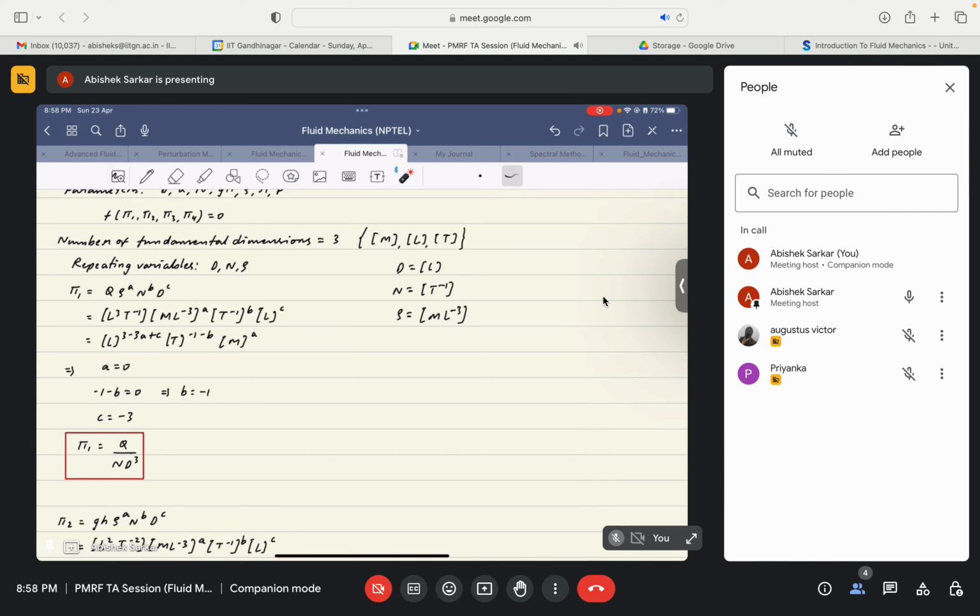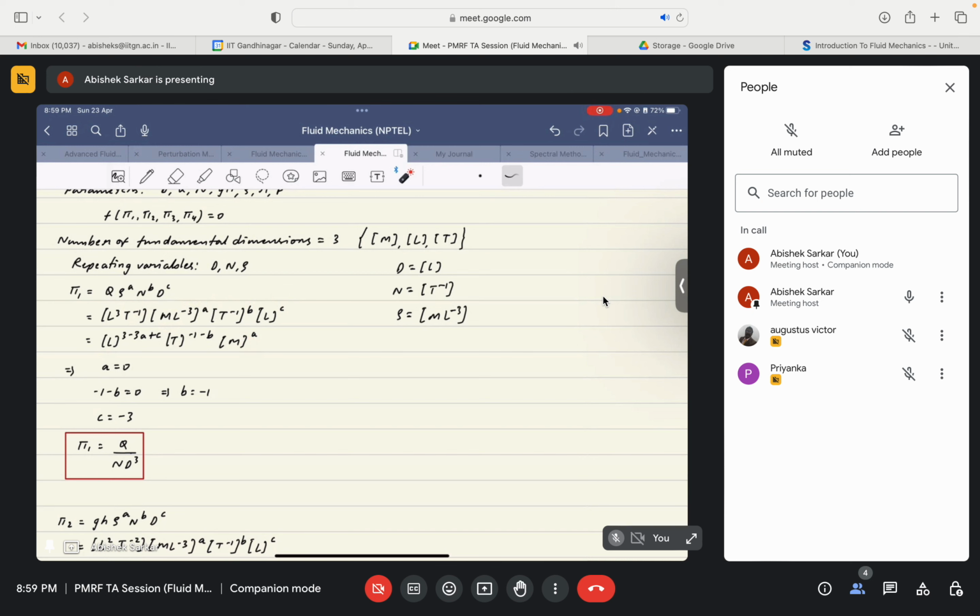So what we do now is club in all the exponents for each fundamental variable. For L we see that there is one 3, then there is minus 3a, and there is one c, right? So L would have a power of 3 minus 3a plus c. T has a minus 1 and a minus b, so minus 1 minus b, and M has only one power, it is M to the power a.